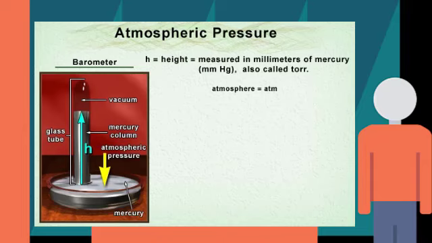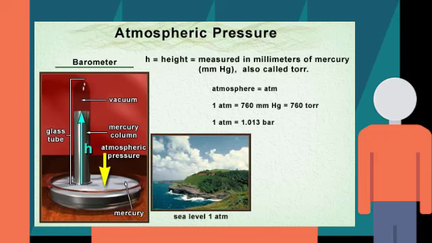Atmosphere, abbreviated ATM, is another unit to measure pressure. 1 atmosphere of pressure is equal to 760 millimeters of mercury and 760 torr. In addition, atmospheric pressure is sometimes reported in the unit bar, and 1 atmosphere equals 1.013 bar. At sea level, atmospheric pressure is 101,325 newtons per square meter or 1 atmosphere, but as altitude increases above sea level, atmospheric pressure decreases.